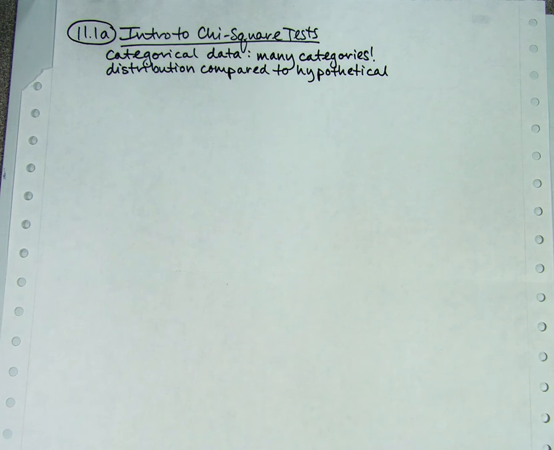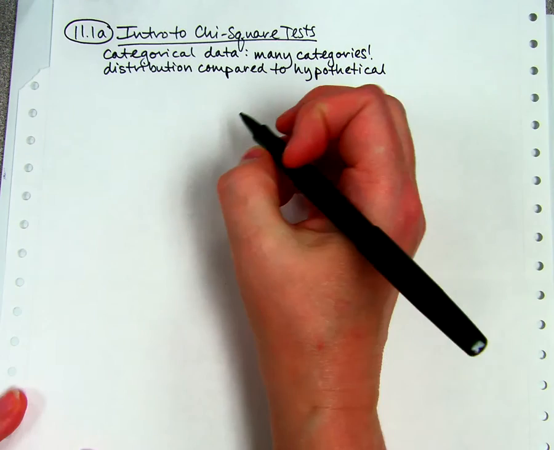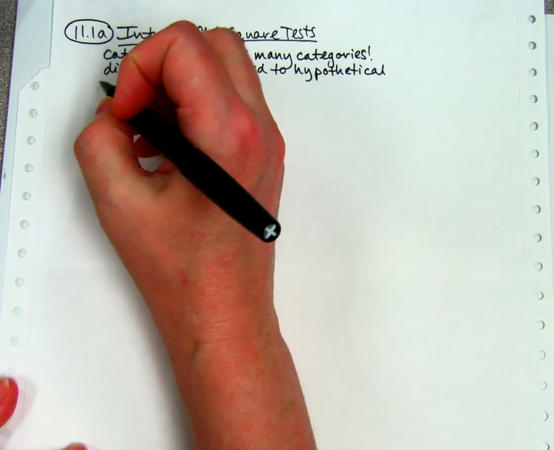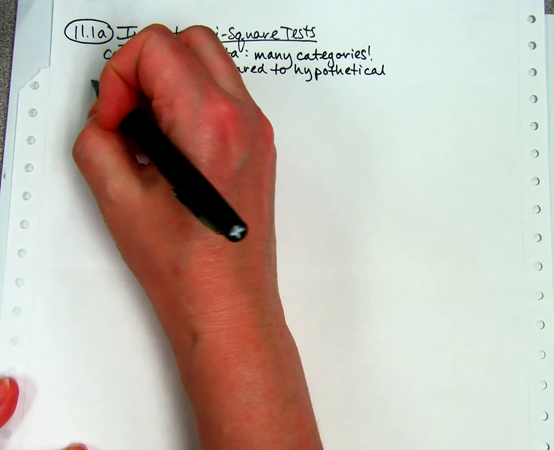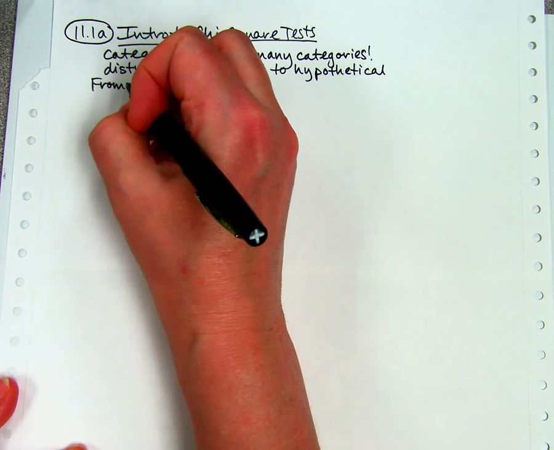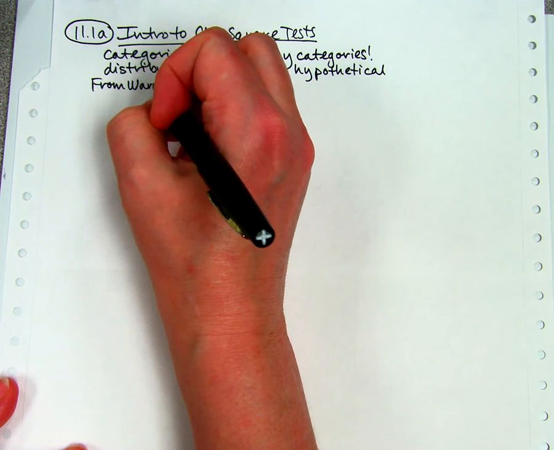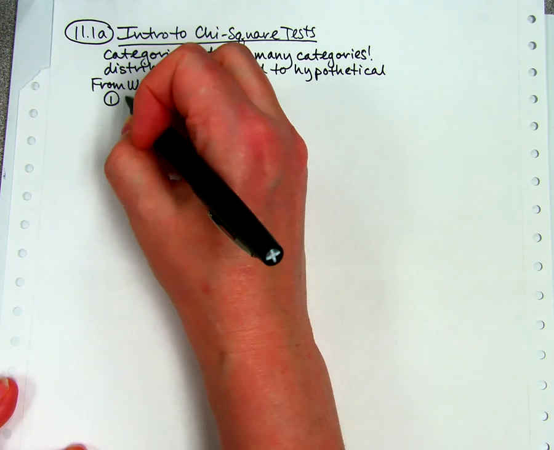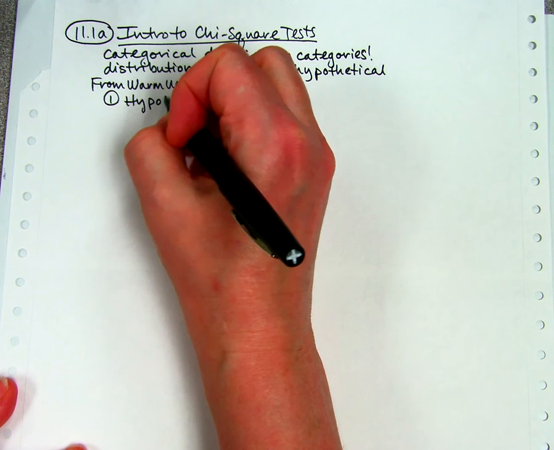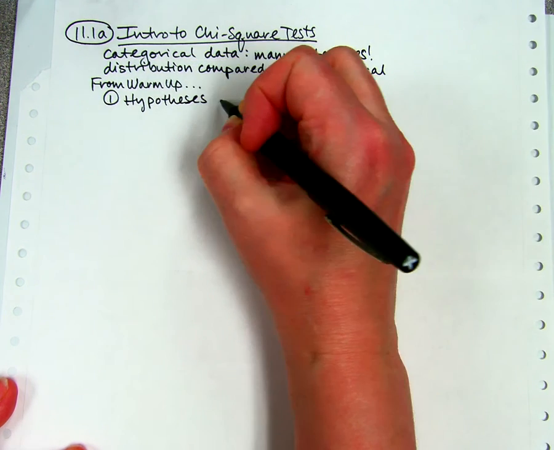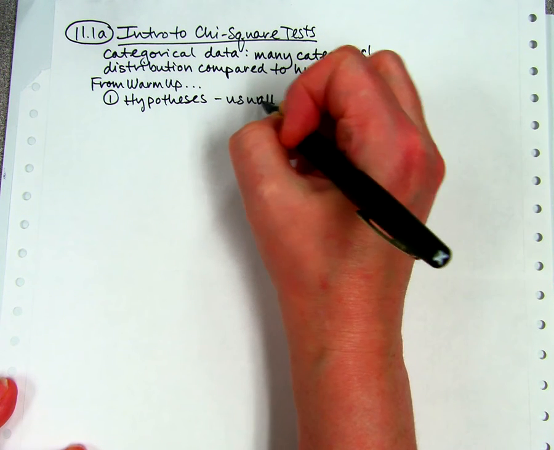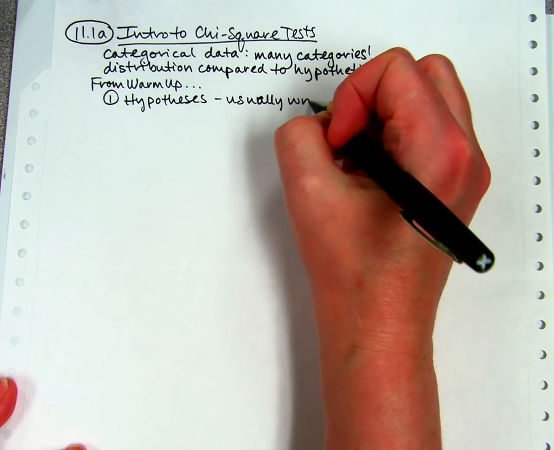So in the warm-up, they walked you through how to write hypotheses and how to do the calculations. They basically did everything except the plan stage, and we're going to put that off until next week. But from the warm-up, I hope you didn't skip it because it was good. We learned how to do step 1, which was the hypotheses. And they are usually written in words in this unit, and that's different. I'll show you why.